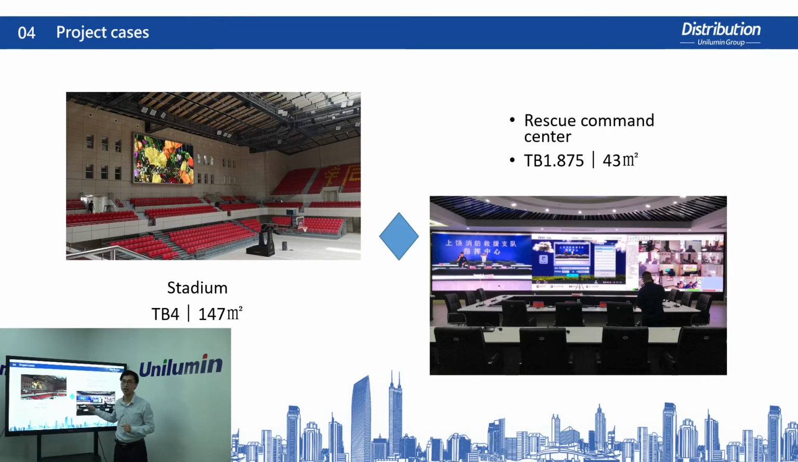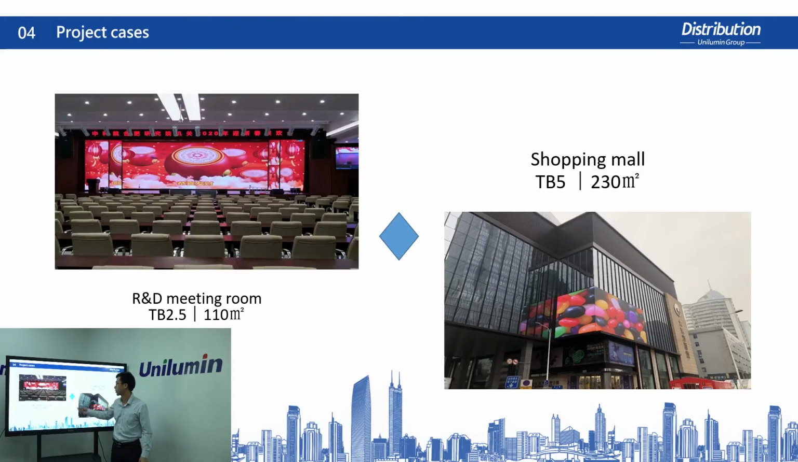It is for a customer project. The customer has enough money, don't worry about that. And for the research and development meeting room in a high-tech company, you can see P2.5, 110 square meters. And for this shopping mall outdoor, our TB5, we got more than 200 square meters. Why do we use the TB5 for outdoor? Before, maybe the customer could not afford the smaller pixel pitch, but now the price of our product is very competitive, so no worry about the price.